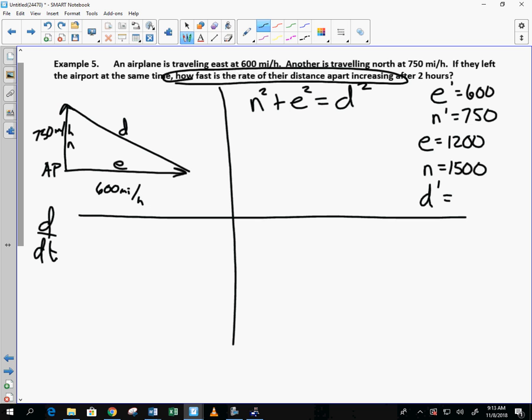I jog at 5 miles an hour. I've been jogging for 3 hours. How many miles will I travel? 5 miles every hour, 3 hours. 15. Same thing. It's been going for 2 hours. 2 hours, 750 miles an hour. We good? Got it. You guys remember this?